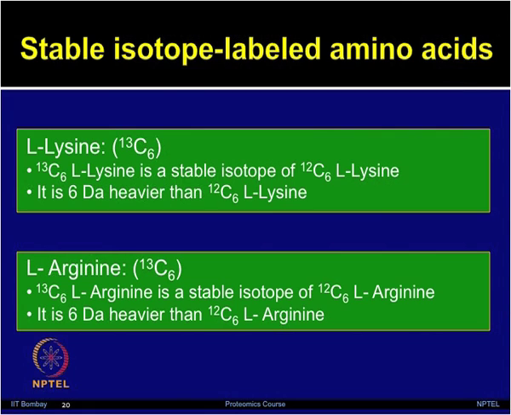So, here I am providing you one example of stable isotope-labeled amino acids. 13 carbon 6 L-lysine is a stable isotope of 12 carbon 6 L-lysine. It gives 6 Dalton difference in the mass spec as compared to the 12 carbon 6 L-lysine. The 13 carbon 6 L-arginine is another stable isotope of 12 carbon 6 L-arginine form. It is again 6 Dalton heavier than the 12 carbon 6 L-arginine.